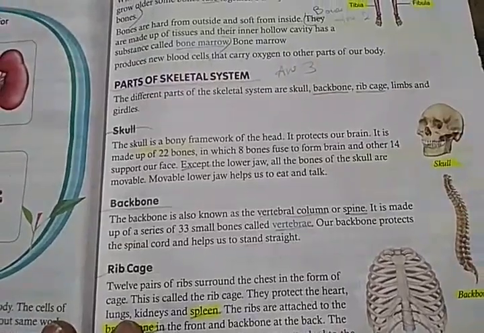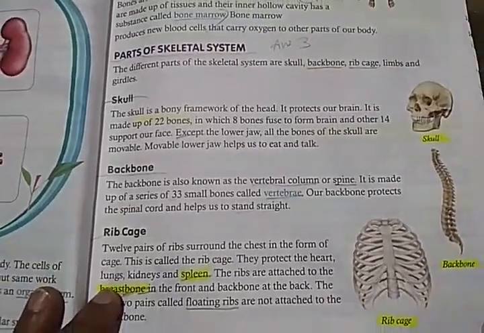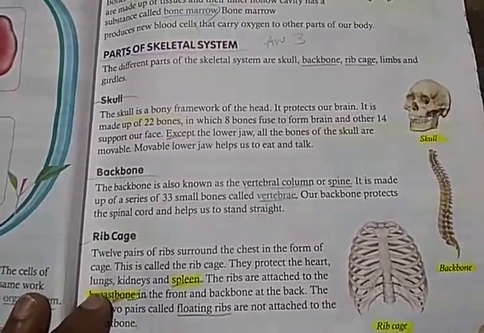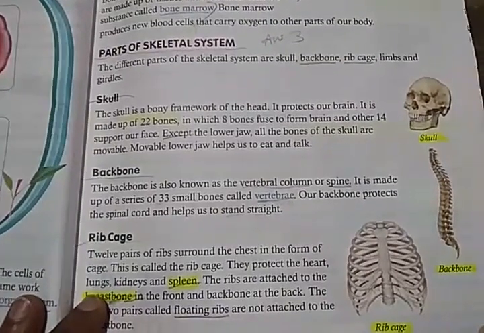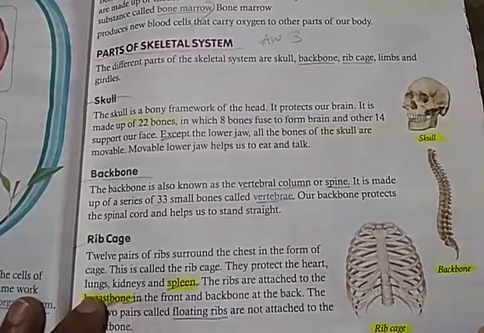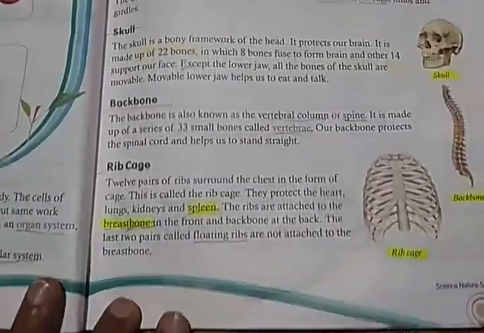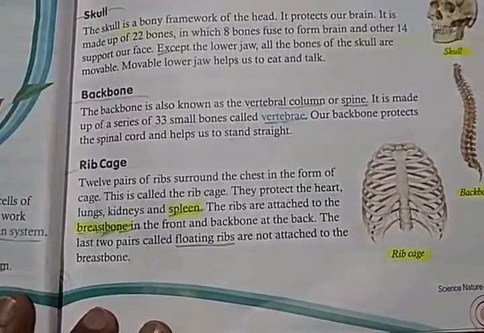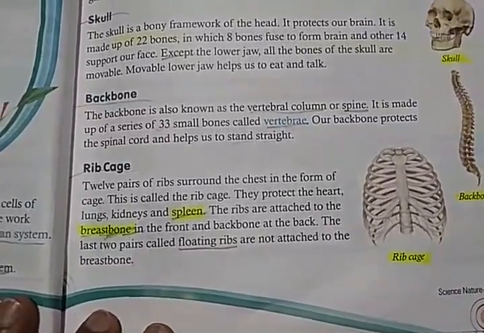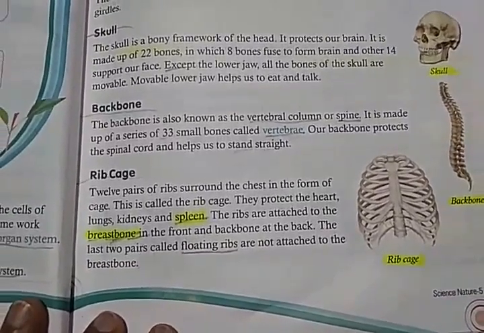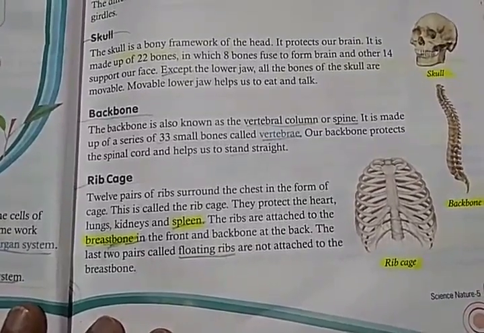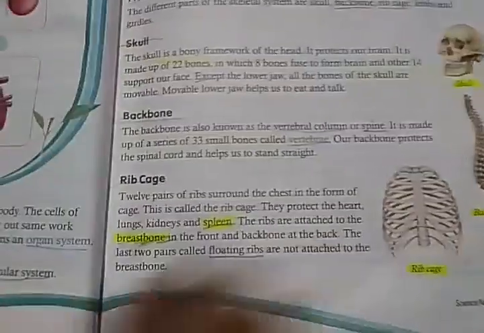Another was the backbone. There are 33 small bones in our backbone. Those are vertebrae. After it there was the rib cage. The rib cage is made up of 12 pairs of small bones, and it protects the internal organs.